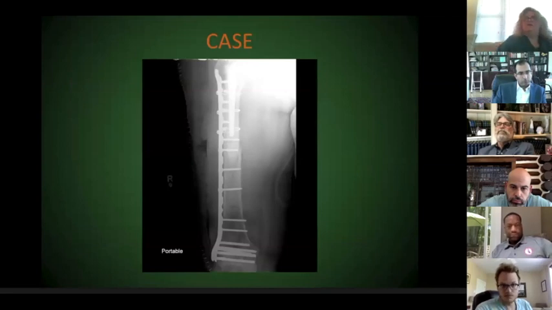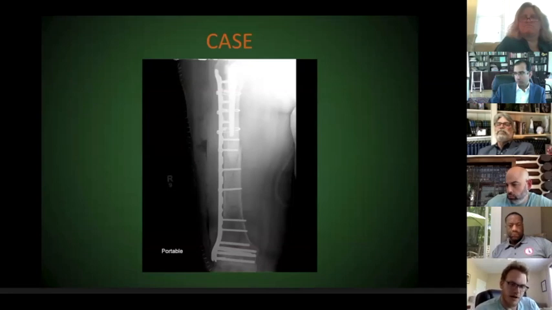So this is the type of fixation I go for now. I actually try to span the femur a little bit more aggressively to prevent any other fractures later on, peri-implant fractures, or creating a stress riser at or about the knee. Gentlemen, do you have any other questions, comments as to this case?